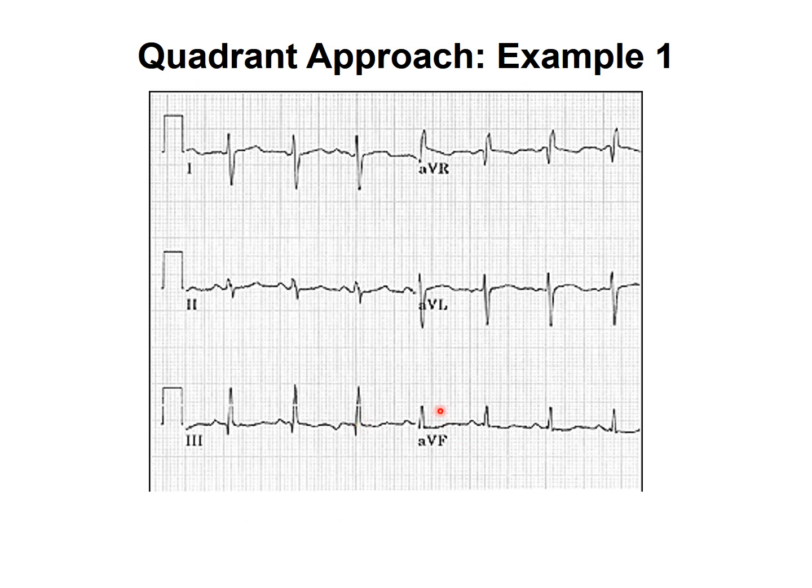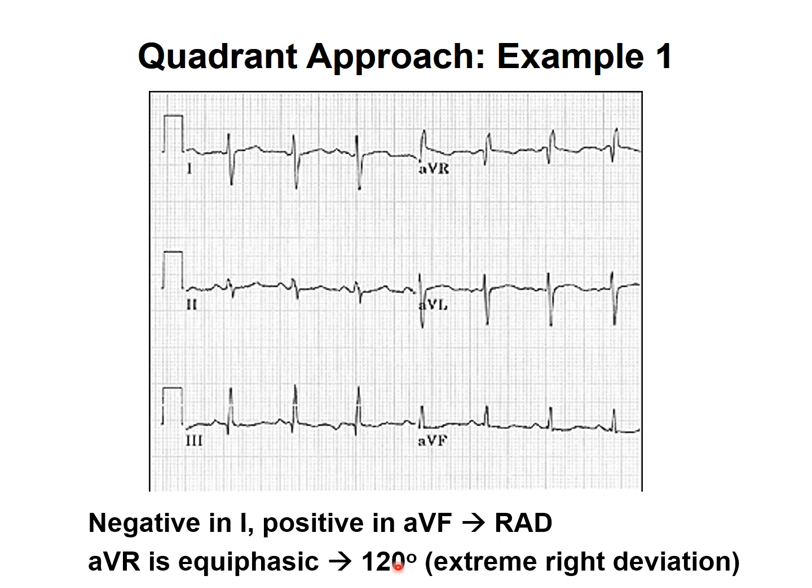Let's look at some examples. Okay, let's look at lead number 1. It's negative, so we are on the right side. AVF is positive, so this is a right deviation. Look at AVR. AVR is equiphasic, meaning that we have 120, so we have an extreme right deviation.